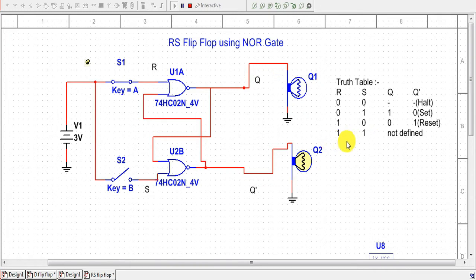Now for the last case, if we close both the keys, then it is just a not defined case, because in this case we won't get output, or rather our memory gets lost. So this is the basic problem that occurs with the RS flip-flop. Now we will construct the RS flip-flop using NAND gates and also verify our truth table.